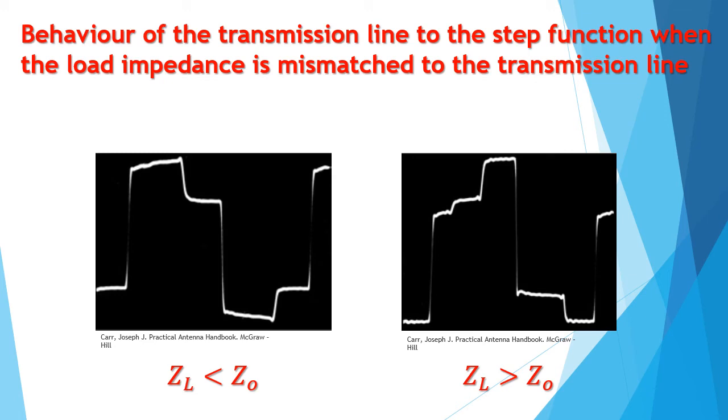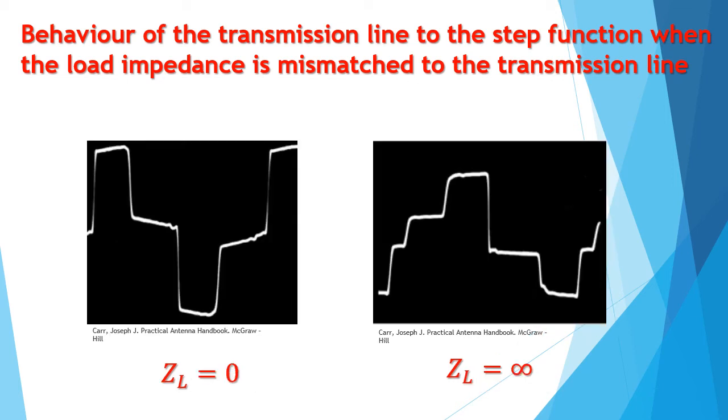And this time, the load impedance is not matched to our transmission line impedance. So in the first case, on the left, we can see that the load impedance is less than the characteristic impedance of the transmission line. So we can see this waveform in our oscilloscope. And the second case, this is the waveform when the load impedance is higher than the characteristic impedance of the line. So upon observing the waveforms on the oscilloscope, we can determine if the load impedance is greater than or less than the characteristic impedance.